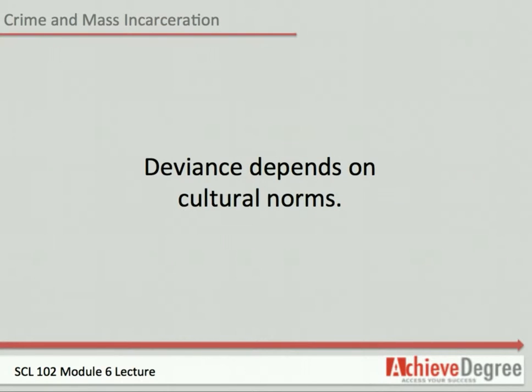Deviance depends on cultural norms. As norms differ from society to society, or across time in a single society, the definitions of which behaviors are considered deviant change. Because crime is a type of deviance, laws and definitions of crimes change across time and space as well. This lecture explores how changing drug laws have led to high rates of incarceration in the U.S. We will also discuss mass incarceration in the U.S. as a social problem, largely stemming from changing drug laws.